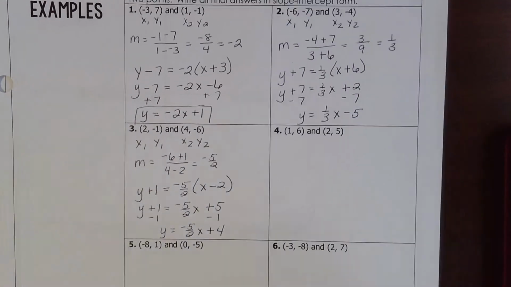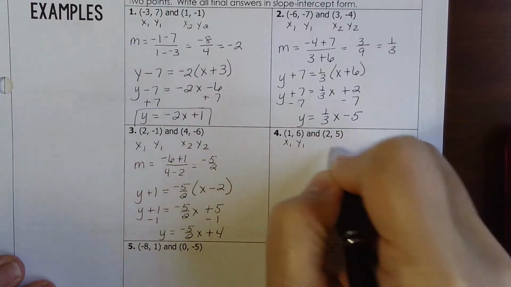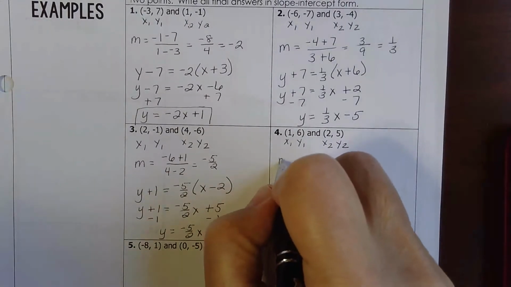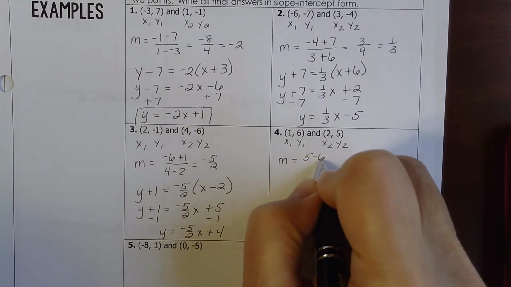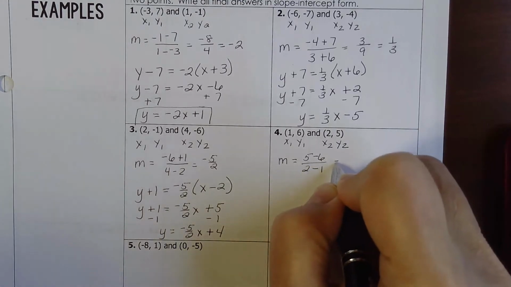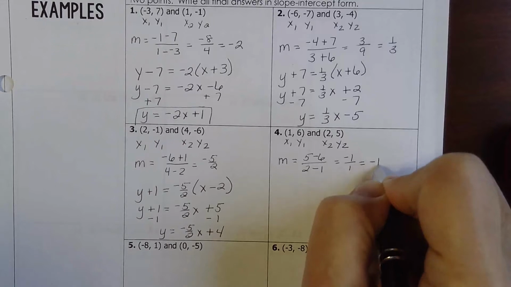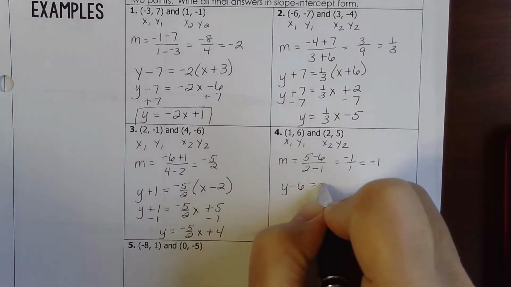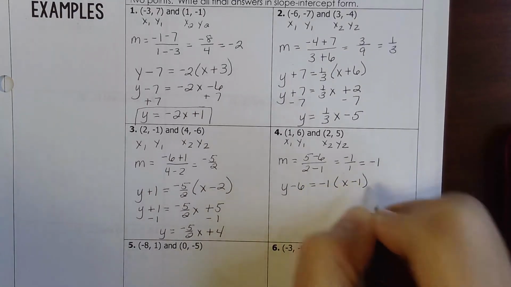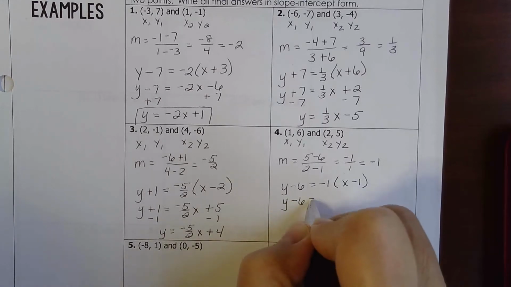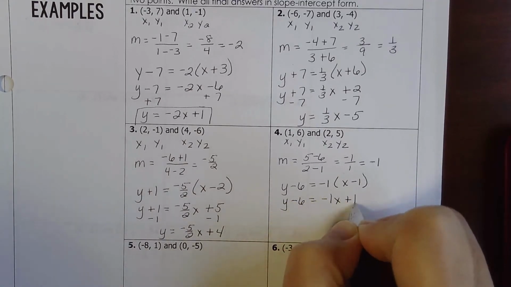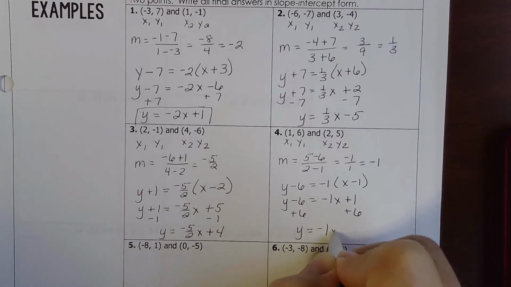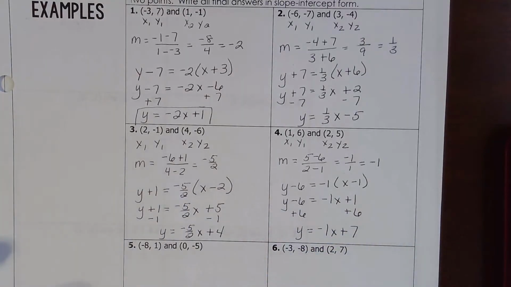All right, let's try number 4. X1, y1, x2, y2. Calculate your slope. So we're going to go 5 minus 6 over 2 minus 1. That's negative 1, that's a positive 1, so our slope is negative 1. We're going to have y minus 6 equals negative 1 times x minus 1. Y minus 6 is negative 1x plus 1. Add our 6. So y is going to be negative 1x plus 7.